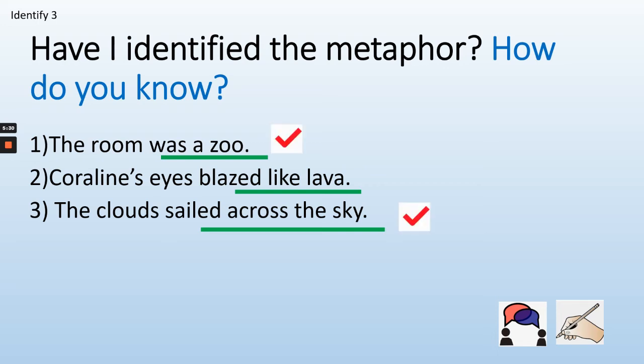Okay, let's have a look. So the room was a zoo, that is a metaphor because it's saying the room is a zoo. Coraline's eyes blazed like lava. That is not a metaphor, it is a simile, superstars, because eyes blazed like lava. The clouds sailed across the sky. That's what the clouds are doing. They are sailing across the sky. That is a metaphor.